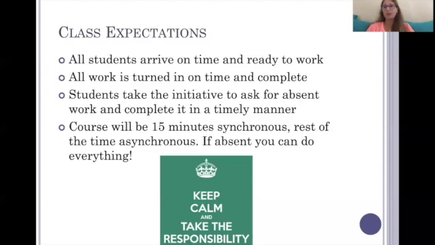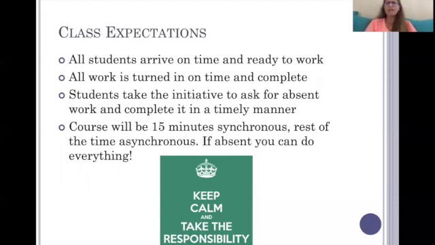Now, I'm not saying I don't want them in my Zoom. I really do need them there at the beginning because I'm going to clarify any misconceptions, any commonly missed answers on a homework assignment. And I really do want to connect with your student and talk to them. But if they do miss, it's not the end of the world.